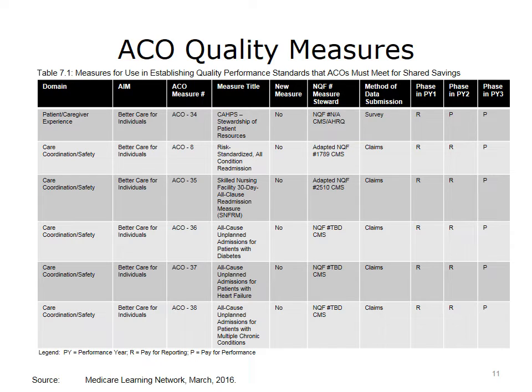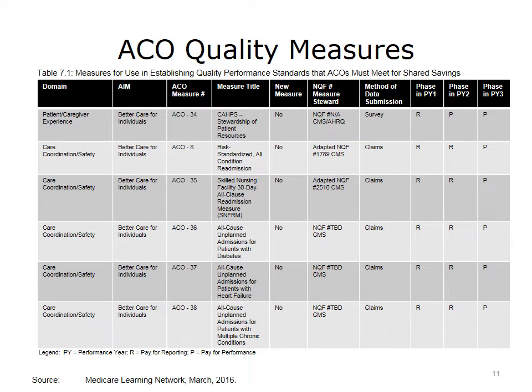For 2016, the quality metrics for Medicare ACOs include 34 measures. These measures fall into 4 of the 6 NQS domains. 1. Patient and/or caregiver experience. 2. Care coordination and/or safety. 3. Preventive health. And 4. Care for at-risk populations. As this table reflects, CMS's expectations for quality measurement become more demanding over time.